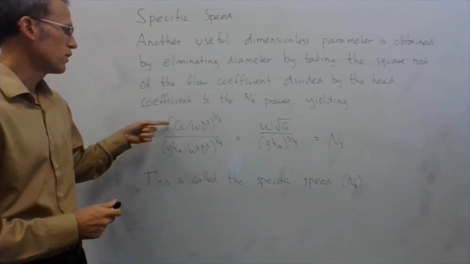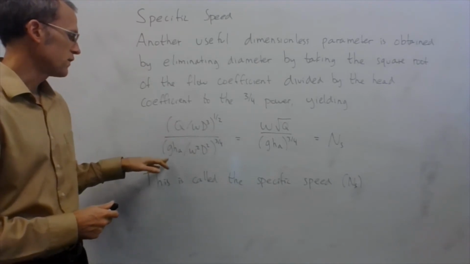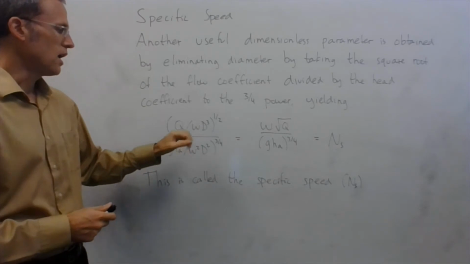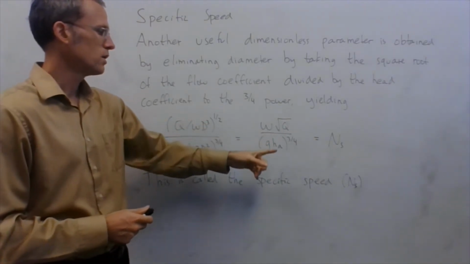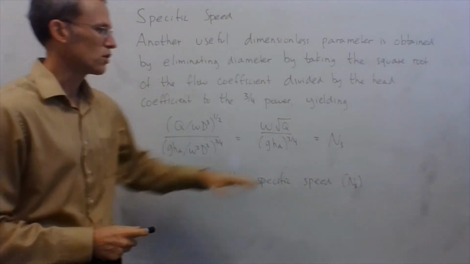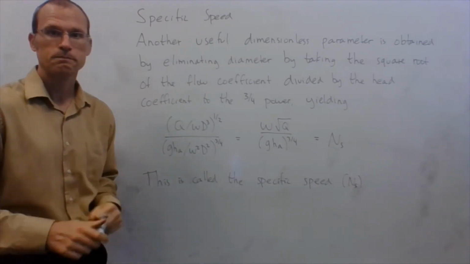So flow coefficient Q over omega d cubed, square root of that, head coefficient g H A over omega squared d squared to the 3/4 power. Diameters cancel out. What I'm left with is omega times the square root of Q divided by gH to the 3/4 power. And that I'm going to call NS. And NS represents something called the specific speed.